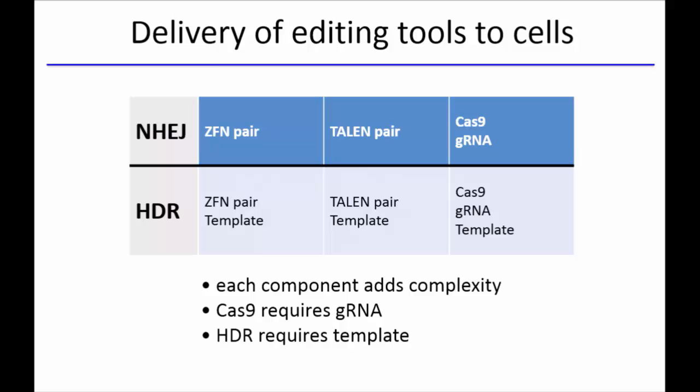So how do we get these things into cells? I told you about NHEJ, and I told you about homology-directed repair. So if you're going to use zinc fingers, you need two zinc fingers. Two proteins go into a cell. Same for TALENs. For Cas9, you also need a guide RNA, which presents different problems. And if you want to do homology-directed repair, you also need to get template into the cells. So now with CRISPR-Cas9, you've got to get three things into the cells. And each component adds complexity, because RNA is different than proteins. You can't usually add things as DNA. That's usually toxic to cells. And for HDR, you need this template. So the more you want to do, the more complicated it gets, at least therapeutically. All of these are pretty simple to do in the lab if you don't have to have a high frequency.